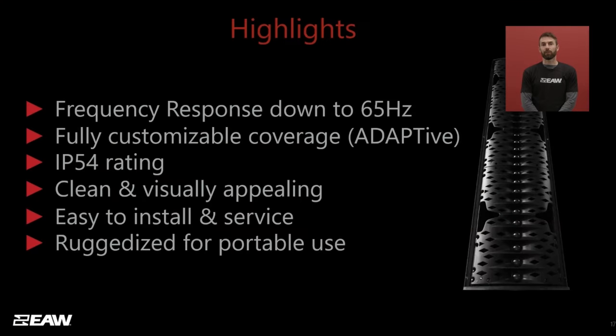So what is AC6? AC6 is an acoustically powerful and architecturally elegant adaptive column loudspeaker fit for portable and installation applications when high-performance music amplification is required. Taking a look at the highlights, its frequency response can go down to 65 Hz, which means it's capable of full music playback. It has fully customizable coverage using adaptive technologies. It has an IP54 rating, meaning it can be deployed anywhere. It's clean and visually appealing. It's easy to install into service, and it's ruggedized for portable use applications.